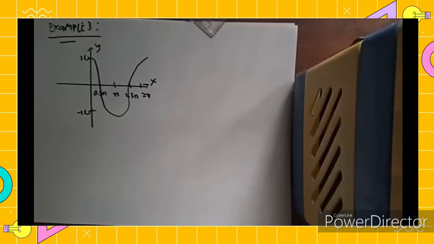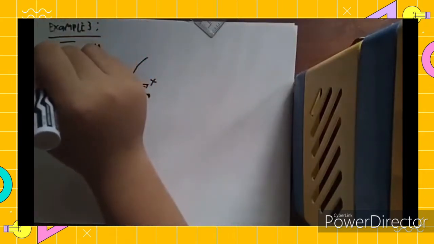The example is: determine if the graph below is y equals a sine bx or y equals a cos bx, and create an equation of the form y equals a sine bx or y equals a cos bx. Next, we see that the origin of the wave is on the y-axis, at the amplitude of positive 10. So this graph is a positive cosine function.